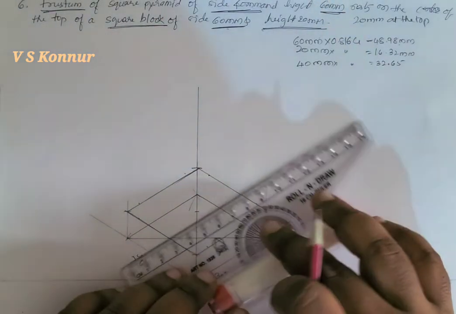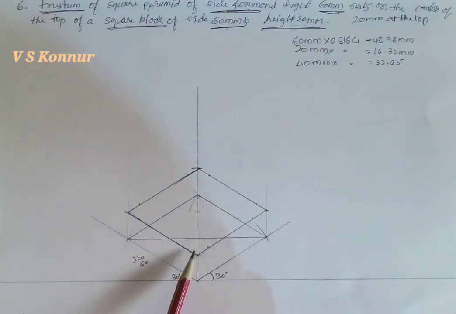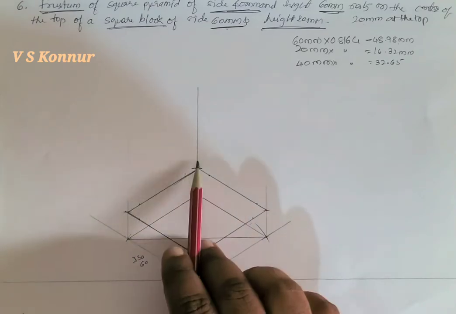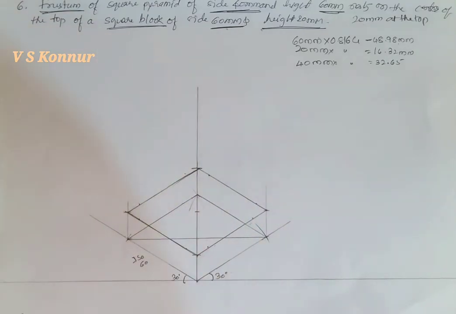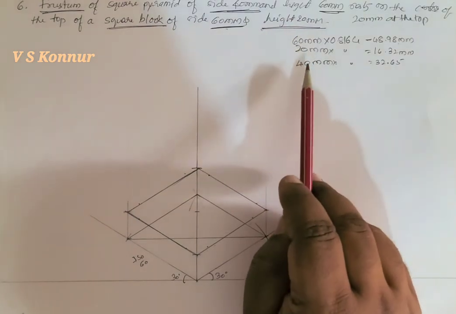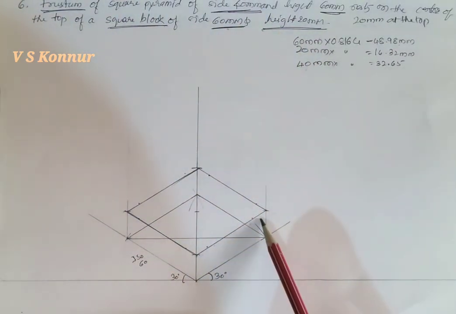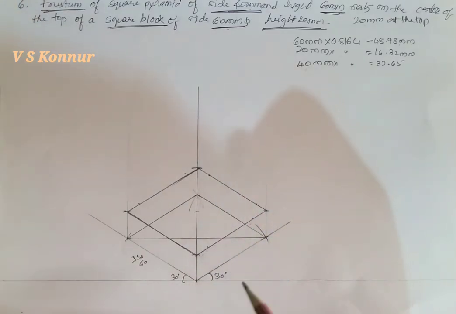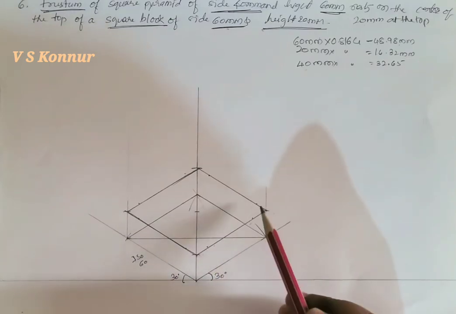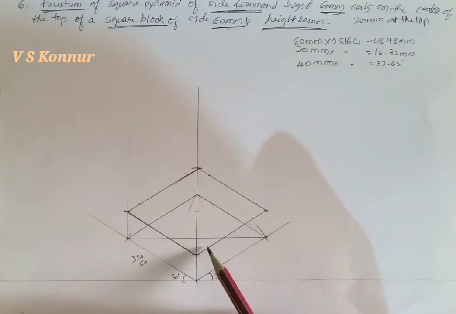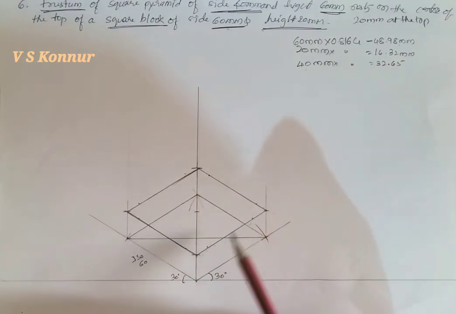Now I will transfer all these points. I have taken 8 from all the points: from this it is 8, from this it is 8, from this it is 8, from this it is 8. I have taken 8 because it is 60 and 40, the difference is 20. Isometric 10 is nothing but 8.164. From this side 8 and from this side 8, the total distance will be 32.65.